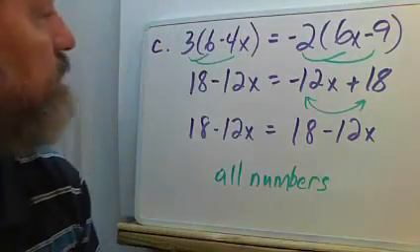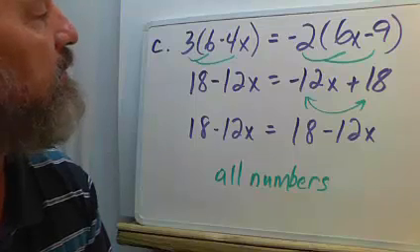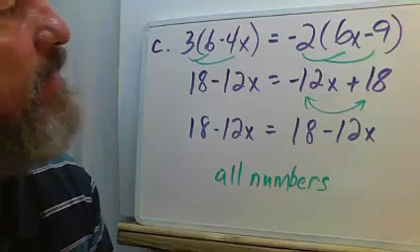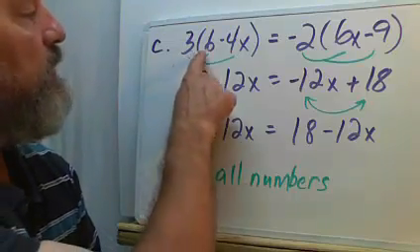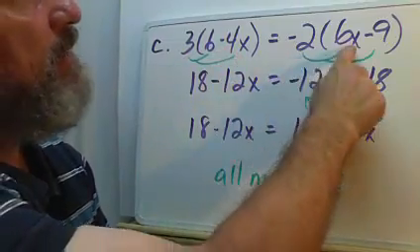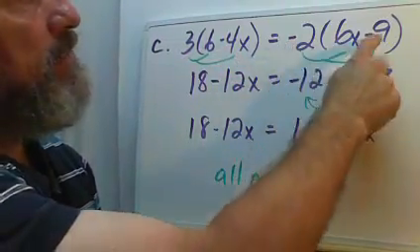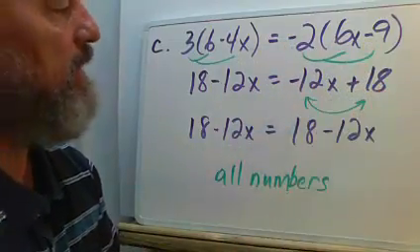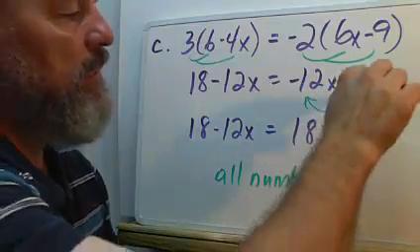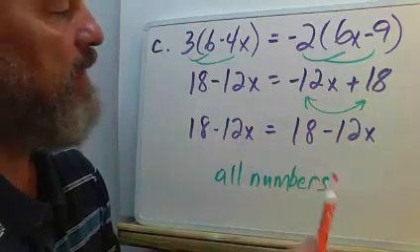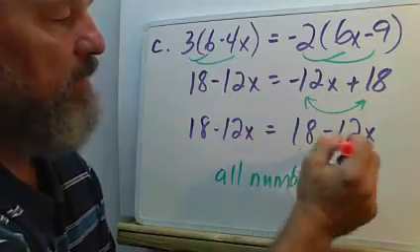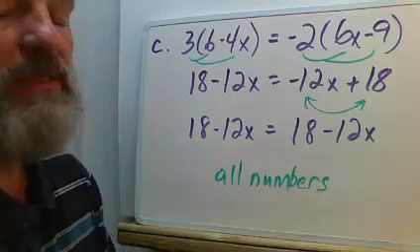Letter C. 3 times the quantity 6 minus 4x equals negative 2 times the quantity 6x minus 9. Distribute both sides, and we get 18 minus 12x equals negative 12x plus, negative times a negative is a plus, 18. Now we notice that this looks awful similar, so I'm going to show you that we can flip this and end up with 18 minus, carry the sign with it, 12x, and now we have exactly identical.